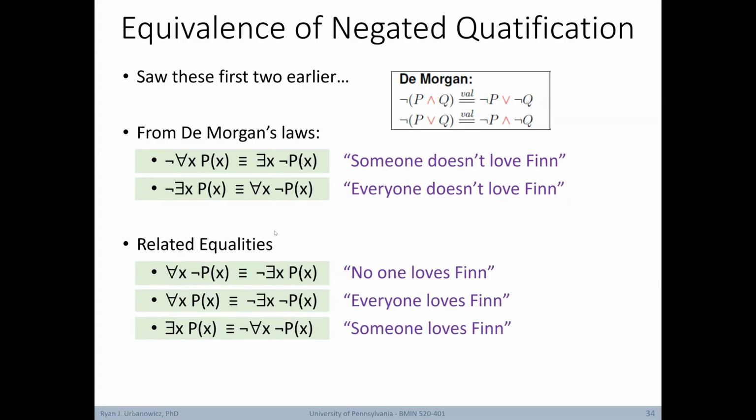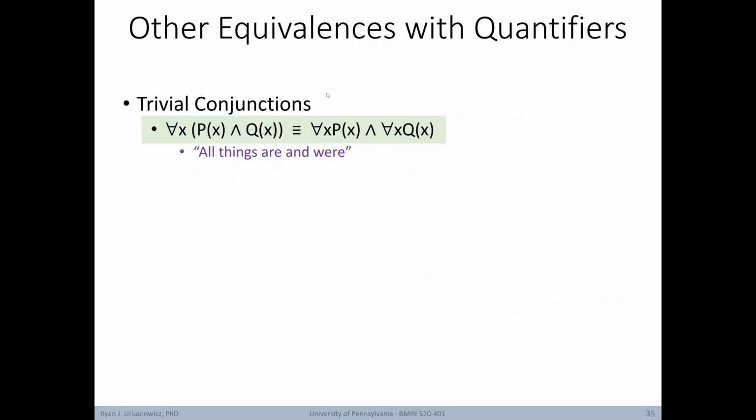Here are some other related equalities. No one loves Finn, everyone loves Finn, and someone loves Finn. Let's look at some other equivalences with quantifiers. This first one deals with conjunctions.